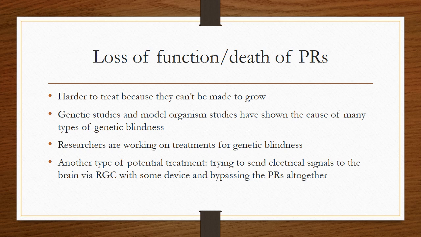And now lastly, let's talk about diseases in which you have a loss of function or death of photoreceptors. These diseases are pretty hard to treat because you can't grow back photoreceptors. That just doesn't happen. But right now, we're looking at a type of potential treatment where you send electrical signals to the brain via the retinal ganglion cells, bypassing the photoreceptors altogether. So you don't need to make them grow again. You just need to develop a device that looks and interprets the world for you, which is probably pretty hard as well. However, researchers are also working on many other treatments, especially for genetic blindness.